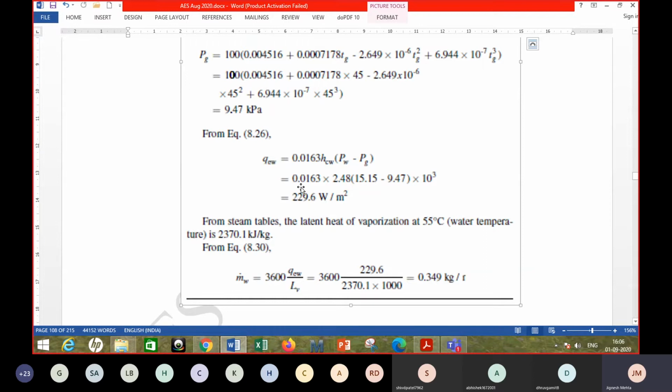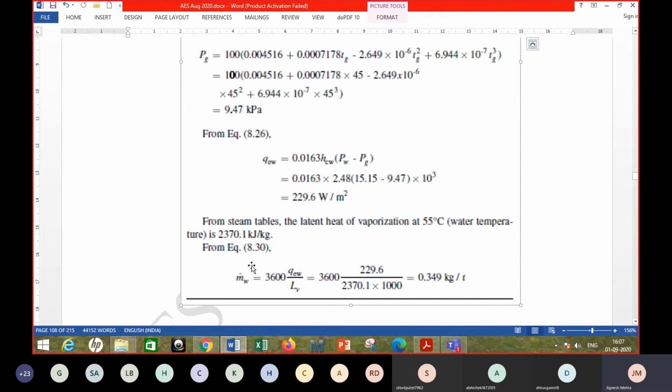So this heat can evaporate how much water? You take the latent heat of vaporization at 55. So you divide that Q by the latent heat of vaporization, which is nothing but hfg, what you get in the steam table. At 55, you get 2370.1. So you divide it by 2370.1, but it is in kilojoule per kg.